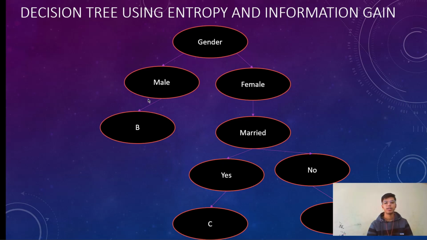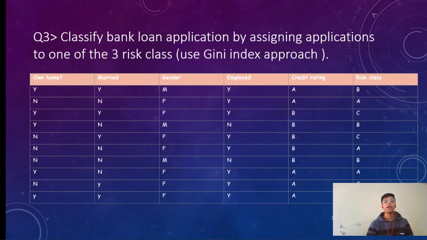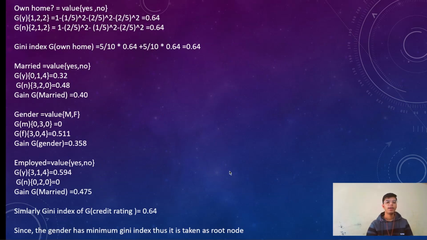If the gender is male, then he will be assigned to the B risk class. And if it's a female, then we will further check whether she is married or not. If she is married, then she comes under the C class, and if she is not married, then she comes under the A risk class.